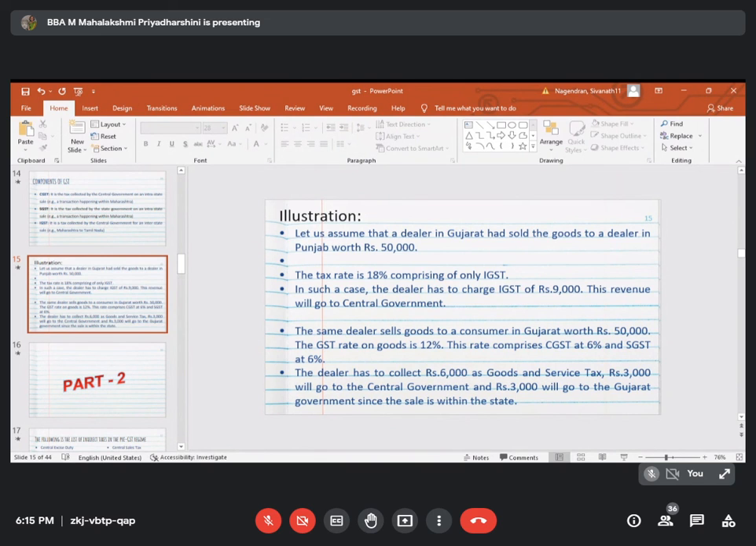The total GST rate is 12%, 6% CGST, central GST, and 6% state GST. So out of 50,000, total 12% is 6,000. That is, 3,000 will go to the central government and 3,000 will go to the particular state government, if the sale happens within the state. Okay, is it clear? Yes, ma'am. Yes, ma'am.